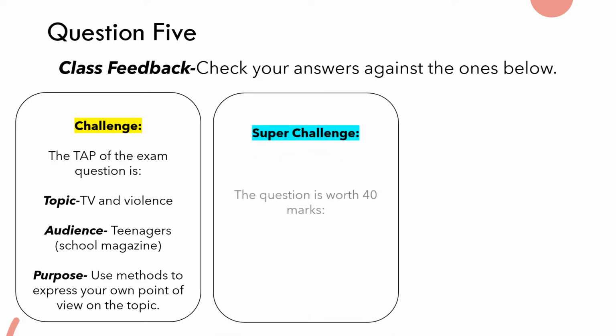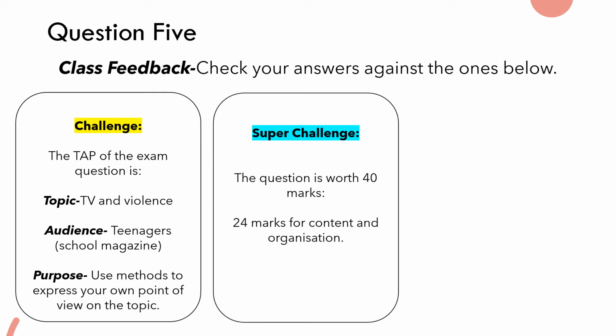The super challenge then. So the question is worth 40 marks. The paper as a whole is worth 80. So you can understand why question 5 is so vitally important. But what do you actually get your marks for? So it can be broken down like this. So we have 24 marks for the content and the organisation.